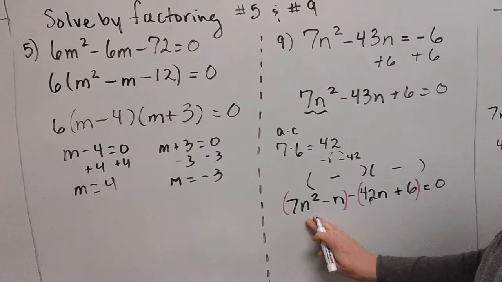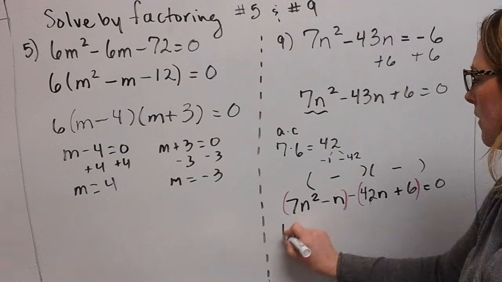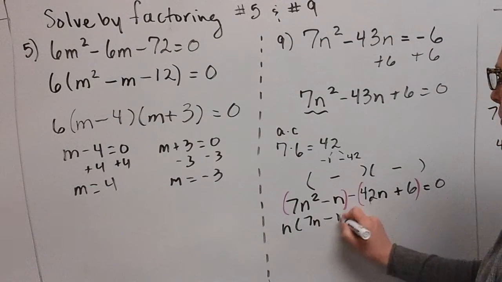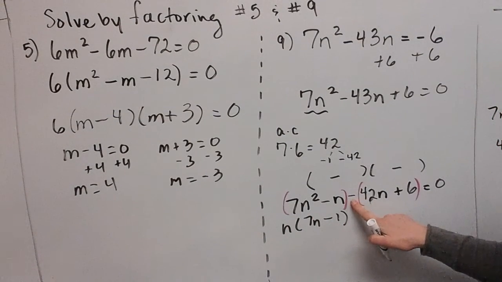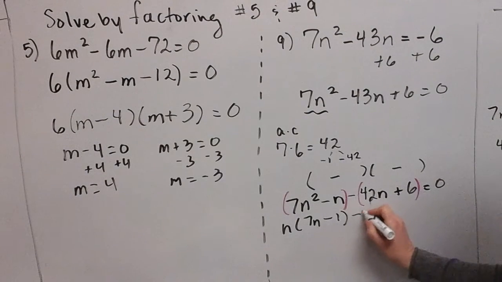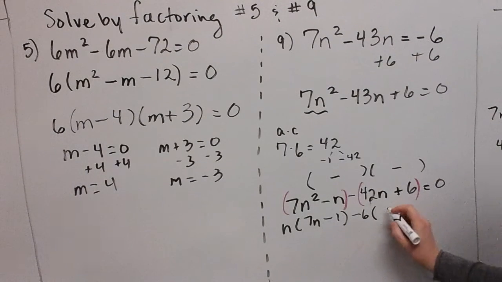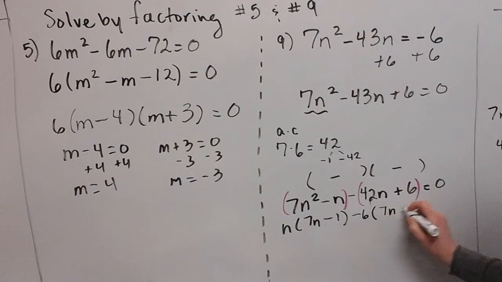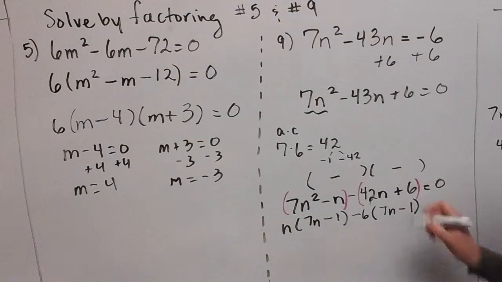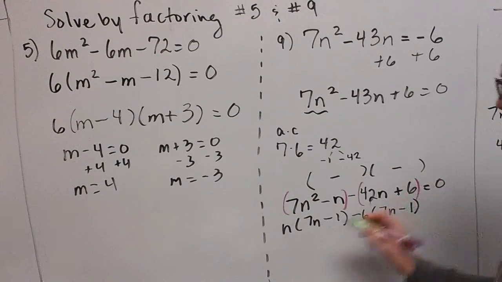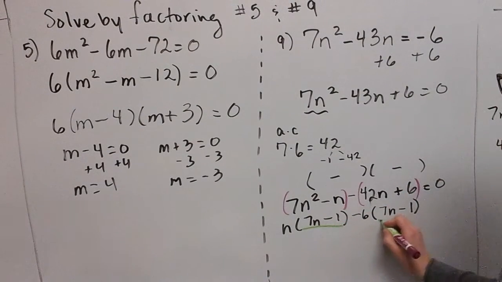What is the greatest common factor in this group? N. So I'm going to have n times 7n minus 1. And then I'm going to take out a negative. And what is my greatest common factor for each group? -6. So that leaves me with 7n minus 1. Positive 6 divided by -6 is -1. And I want my groups to match. And I do have matching groups, 7n minus 1, 7n minus 1.